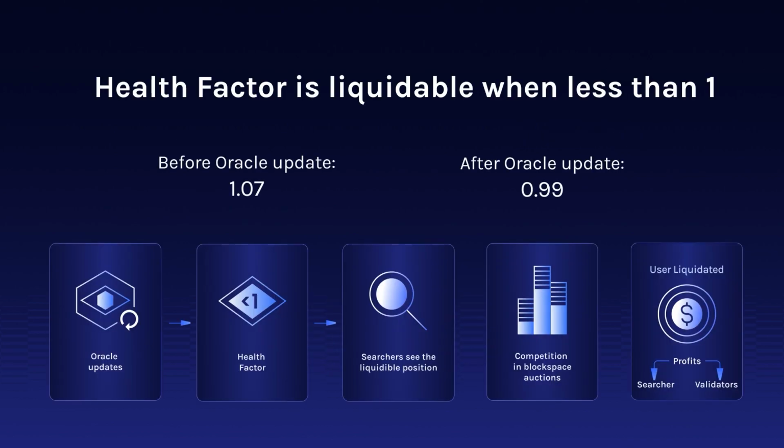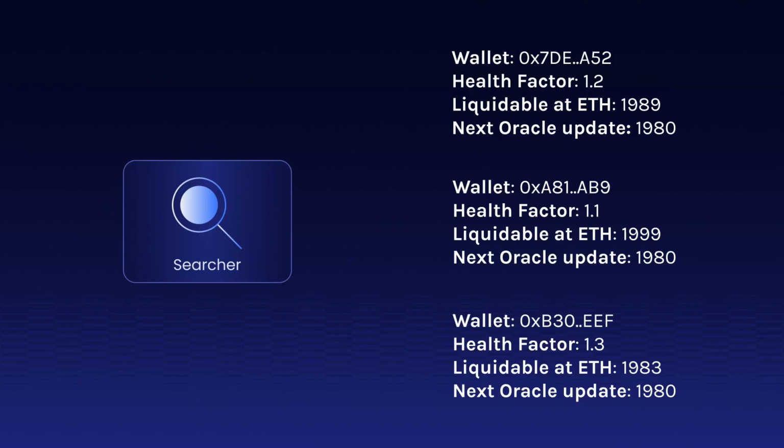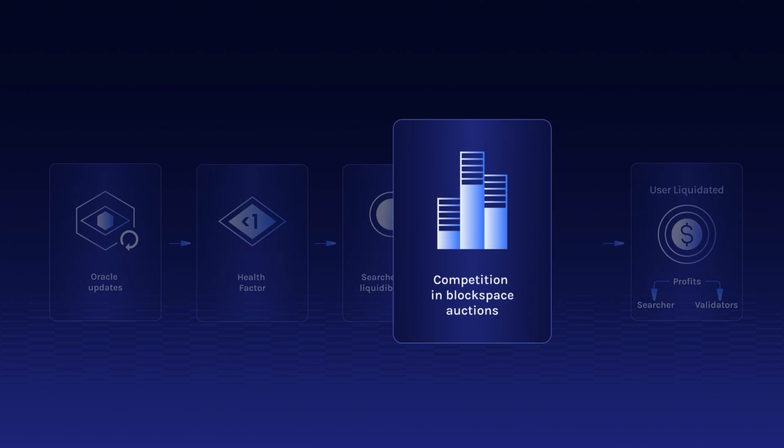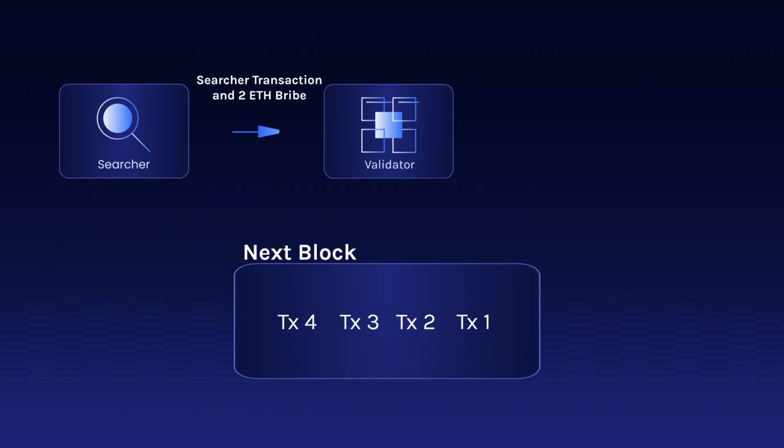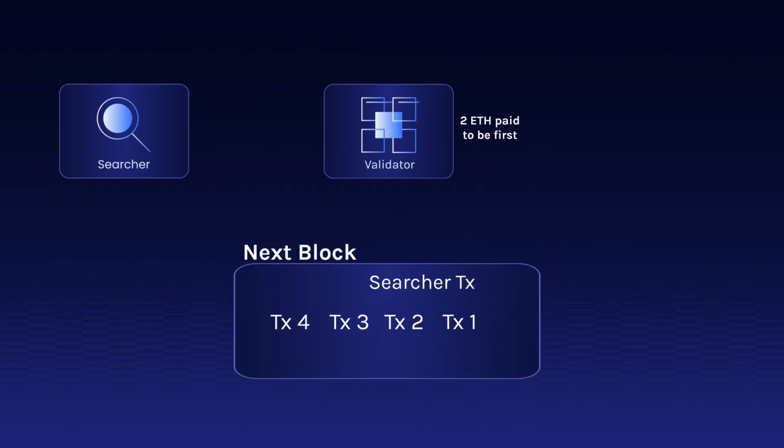Once that occurs, searchers are able to perform a liquidation on that position. Searchers will have those oracle values already pre-calculated, so they know if a value of a certain asset hits a certain price, there's an opportunity for them. Then the competition for block space begins. On mainnet, searchers can bribe their validators to put their transactions first, giving a portion of the profits to the validator to make sure they get their liquidation.